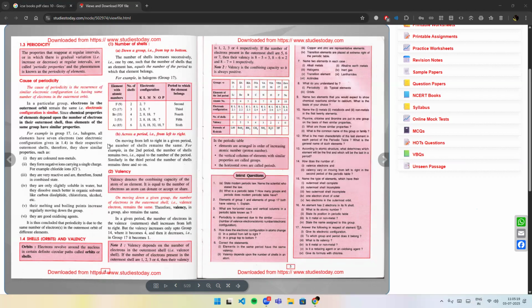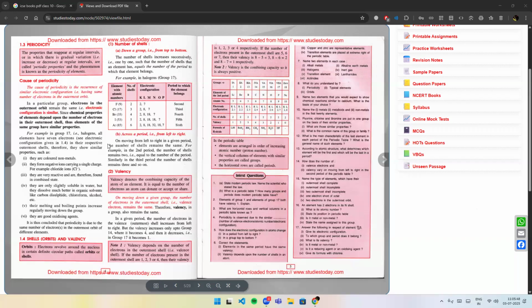They are very reactive and are therefore found in combined state. They are only slightly soluble in water, but they dissolve much better in organic solvents like carbon disulfide, chloroform, alcohol, etc. Their melting and boiling points increase regularly moving down the group. They are good oxidizing agents. It is thus concluded that periodicity is due to the same number of electrons in the outermost orbit of different elements, shells, and valency.